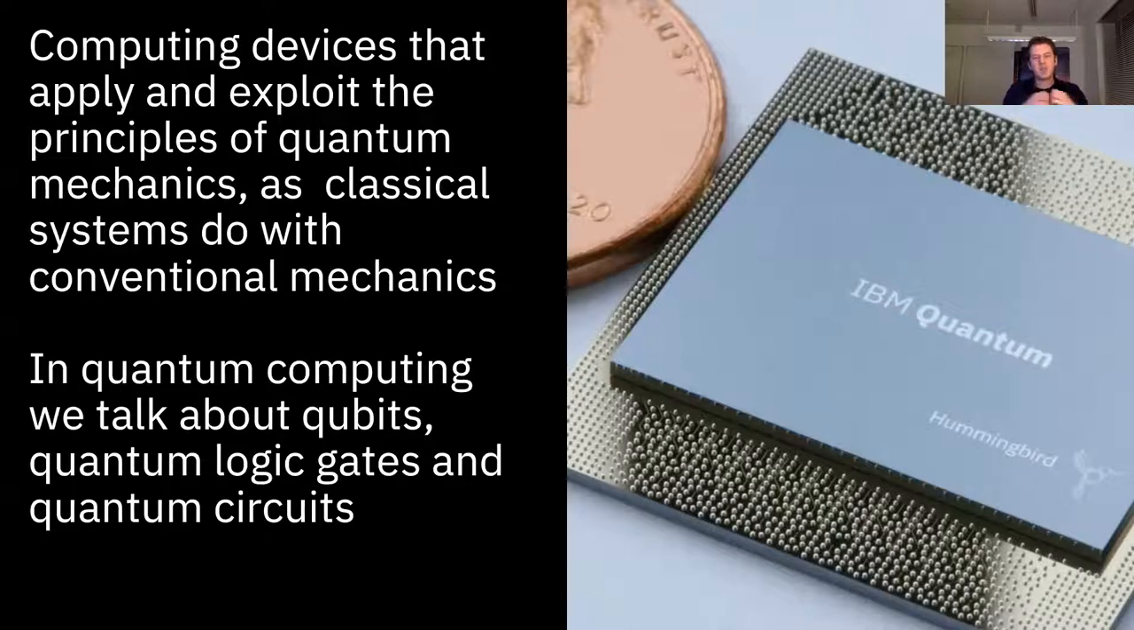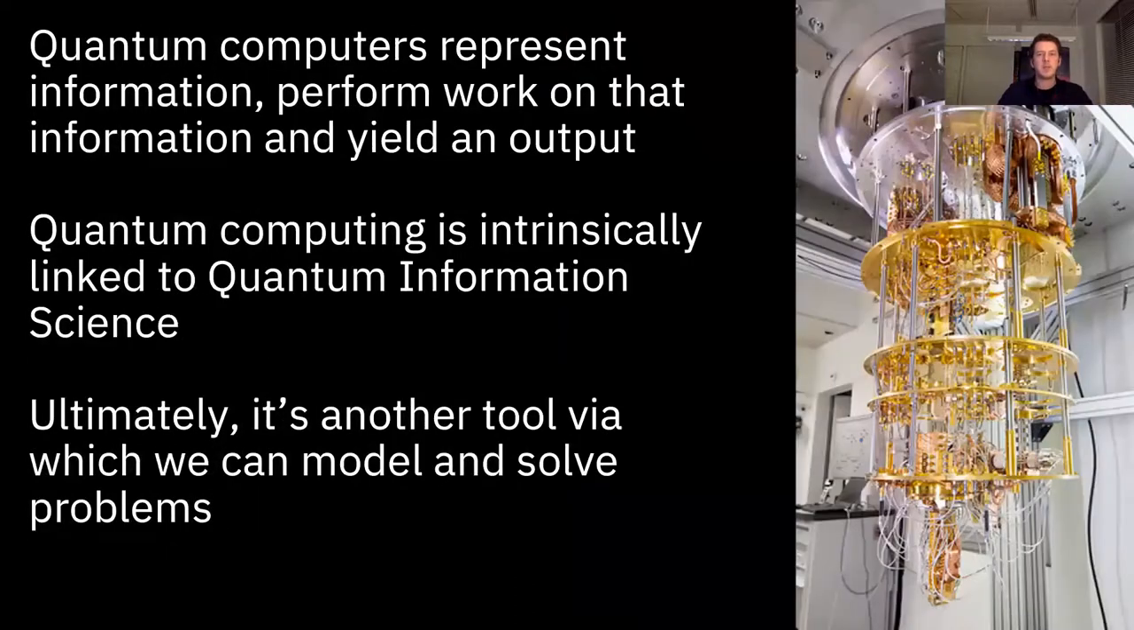So we're still representing information, we're still applying logical gates, and we're still applying operations to achieve some outcome as defined by the algorithm. And the important part to this, of course, is that the way that this works is we have to think differently.